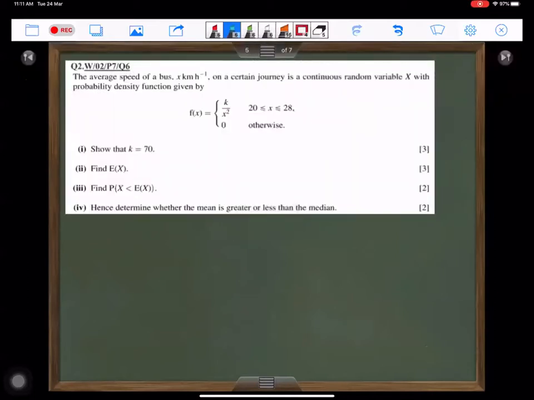Probability x is lesser than expectation of x. What is expectation of x? That comes out to be 23.6. Whatever was the unrounded value in 4 significant figures, officially you should be using that. Probability x lesser than 23.6. That means 23.6 becomes the upper limit for this working.